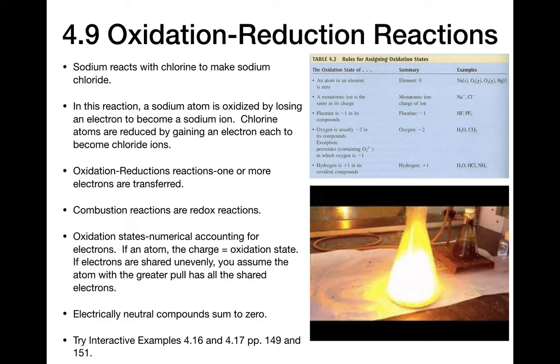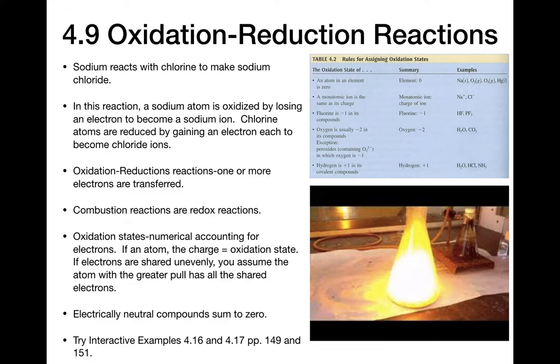We consider combustion reactions and many other reactions that don't necessarily involve ions as oxidation-reduction reactions. So generally it becomes useful to look at many kinds of reactions as actually oxidation-reduction, even if we consider that the electrons that are shared unevenly are actually transferred.